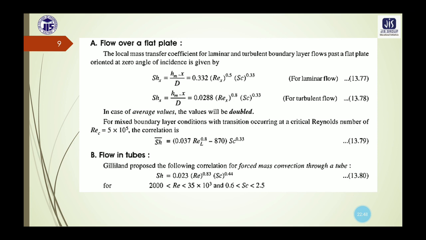Next, in case of the flow in tubes. When the fluid is flowing in a tube, Gilliland proposed the following correlation for forced mass convection through a tube. The representation of the Sherwood number is 0.023 Reynolds number to the power 0.83 and Schmidt number to the power 0.44. This relation is applicable when the Reynolds number is between 2000 and 35 into 10 cube, and the Schmidt number is within 0.6 to 2.5.